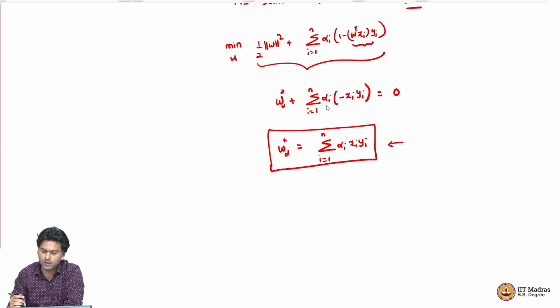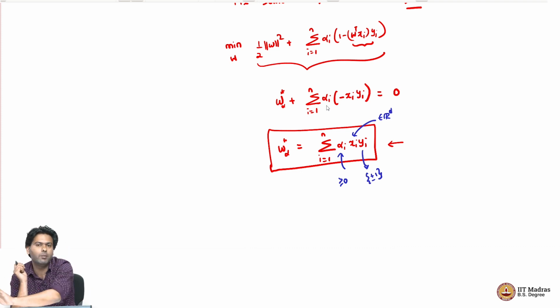Well, remember what these are. The alphas are all greater than or equal to 0, some fixed quantity. Yi is plus or minus 1. Xi, remember, is in R^d. Which means w star alpha is also going to be some vector in R^d. So if I give you alpha, then the best w is a linear combination of your data points xi yi with alphas. That's what this is saying.